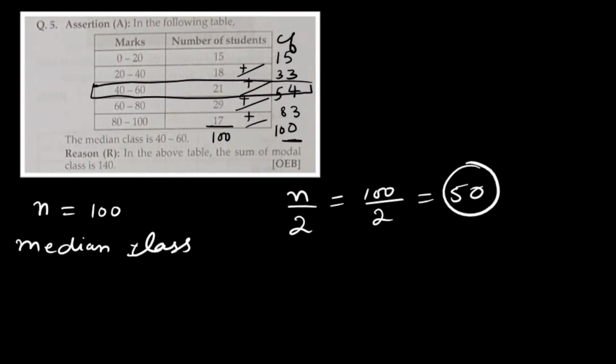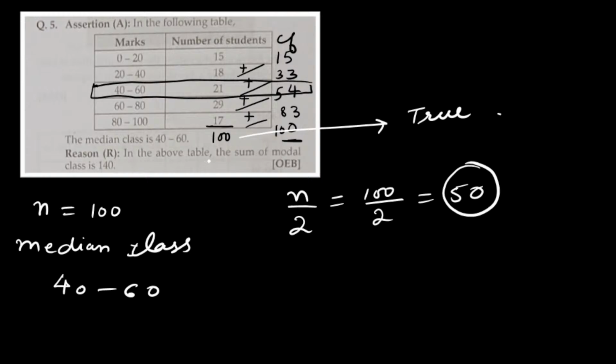Just in cumulative frequency, you have to see which frequency is more than 50. Here 54 is more than 50. So just opposite to that, you have to say which class interval is there. So median class is 40 to 60. So that means this is true. First one is true.